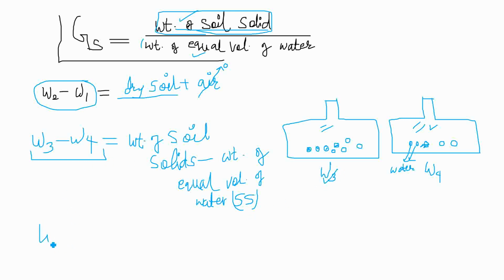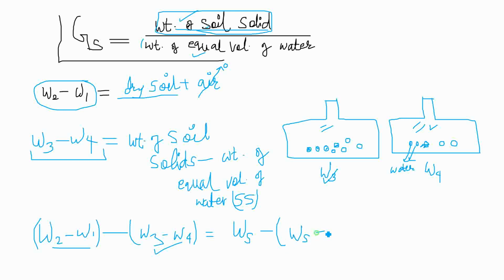So now if we perform W2 minus W1 over W2 minus W1 minus W3 minus W4, let's see what happens. W2 minus W1 is the weight of the soil solid, so I am going to write here like this: weight of soil solid. W3 minus W4 is the weight of soil solid minus the weight of equal volume of water that is occupied by soil solids. So the weight of water which has equal volume to the soil solids is occupied in this W3.